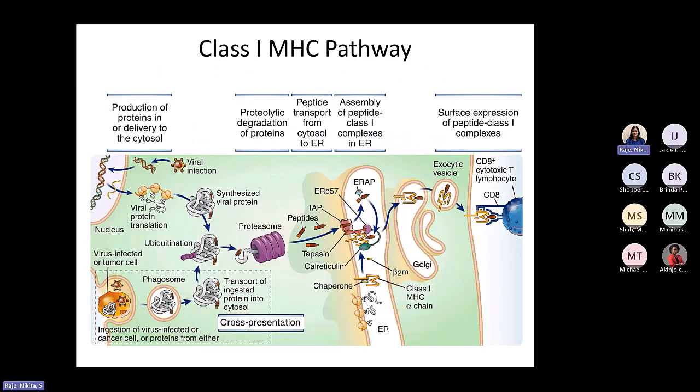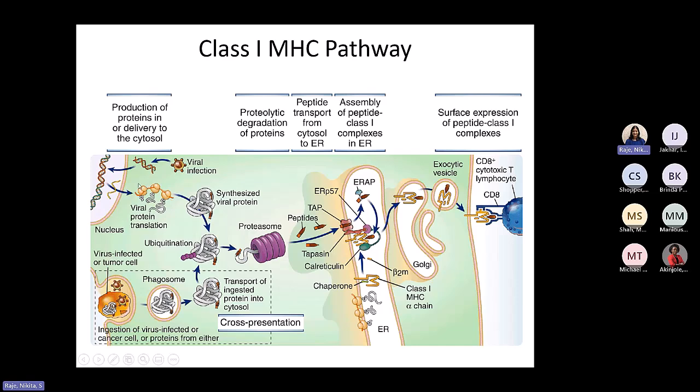So we'll talk about the class 1 MHC pathway. We are talking about antigens that are going to be presented to CD8 T cells. These cells are interested in interacting with target cells that show antigens that are present in the cytoplasm of the cell. They are not coming from outside of the cell. These are antigens that are produced in the cytoplasm.